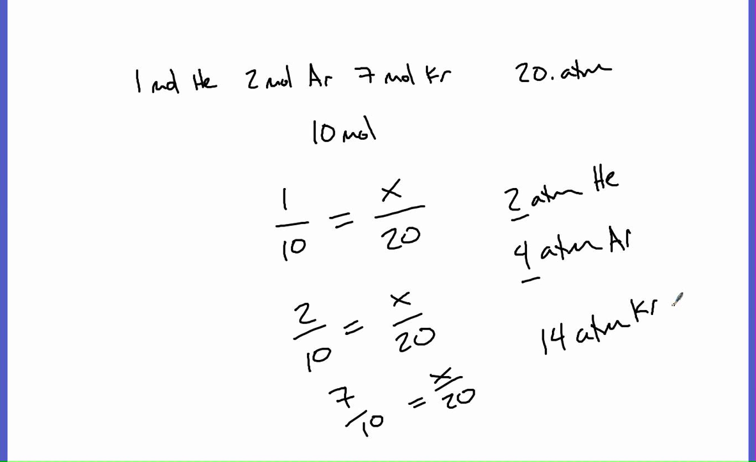So you can always set up part over total equals another part over total. If you have mole amounts, you just set up a ratio, right? 1 mole out of 10 moles, or maybe it's 7 moles out of the 10 moles total. But this is my total pressure, this 20 atmospheres down here. I'm solving for the part. I could also do it the other way around.